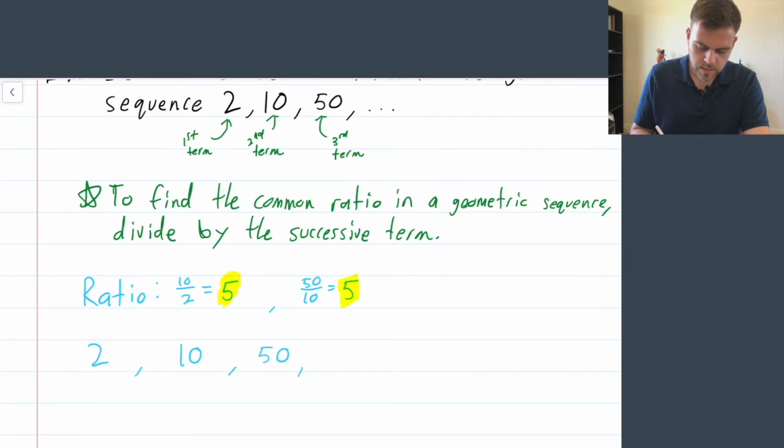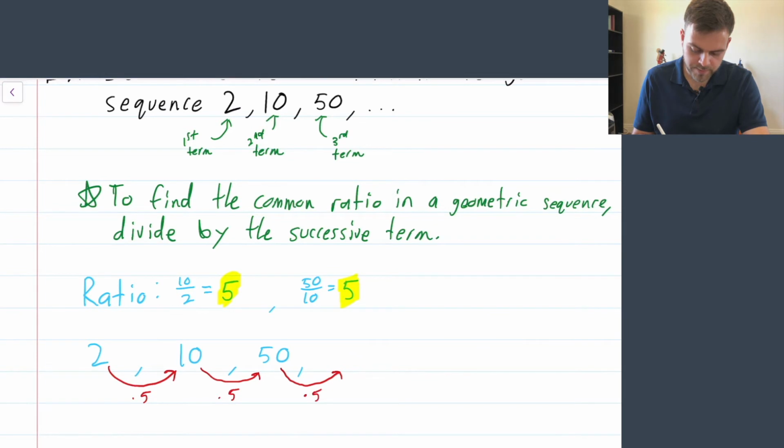So just to confirm with our common ratio, okay, if I go from 2 to 10, I do have to multiply by 5, and that does work. 2 times 5 is 10. And now if I multiply 10 by 5, oh, I get 50. So this is working. In order to find the fifth term, I'm just going to keep going. So I'm going to multiply by 5 with the 50, and I get 250.